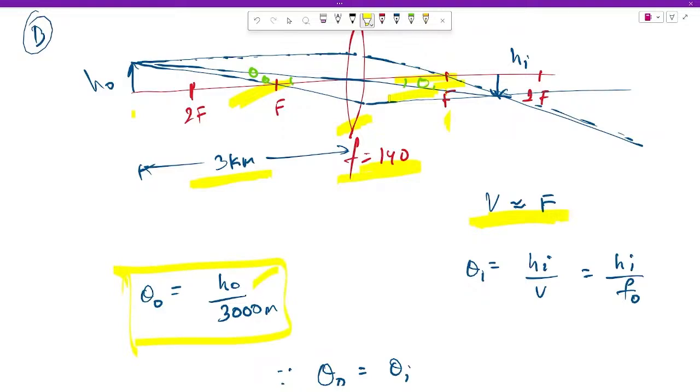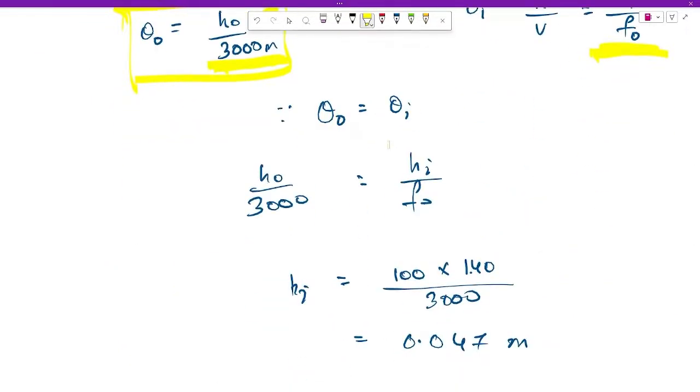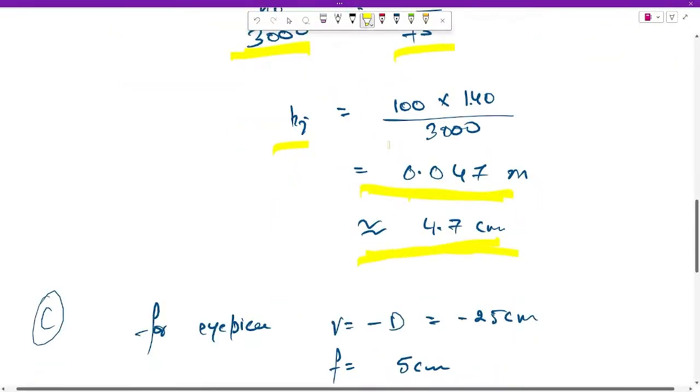Theta naught can be given by height of the object divided by the base, that is 3000 meter, and theta I for the image is given by height of the image divided by focal length of the objective. Now equating these two angles, we get HO by 3000 equal to HI by FO. Now HI would be equal to 0.047 meter or 4.7 centimeter. So the height of the image would be equal to 4.7 centimeter in this case.